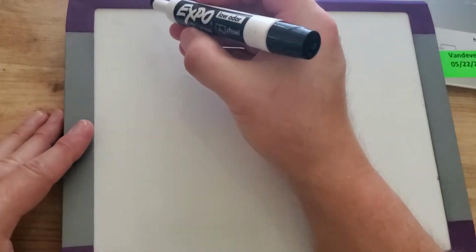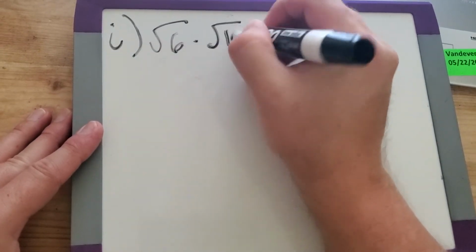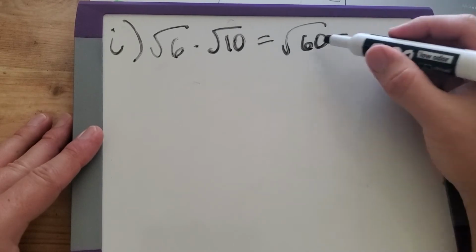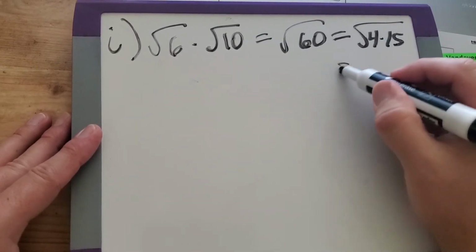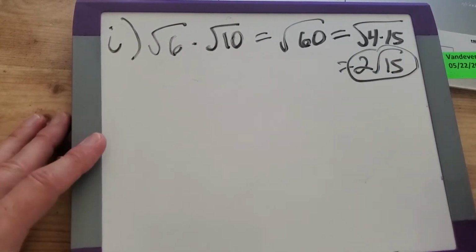All right, and then next here I've got this one. I don't think we did this. Square root of 6 times square root of 10 is square root of 60. And then 60 is divisible by 4. Square root of 4 is 2, and the square root of 15 I can't do. Bam.